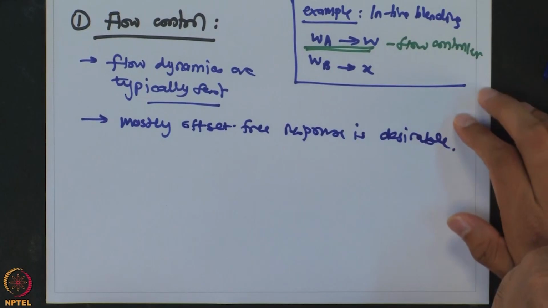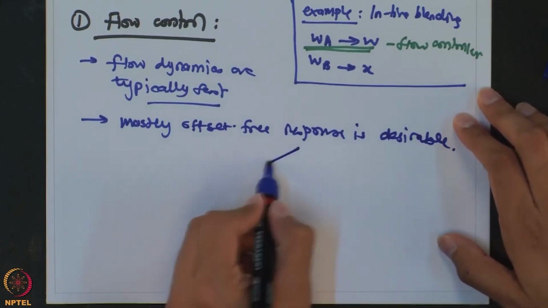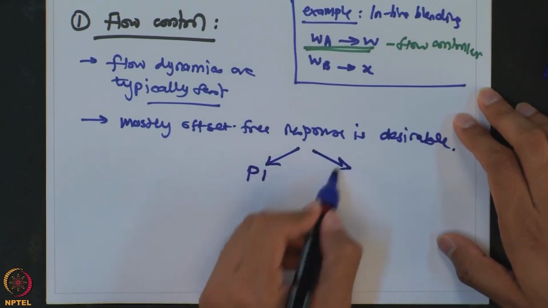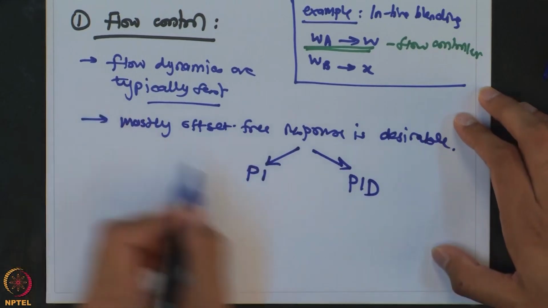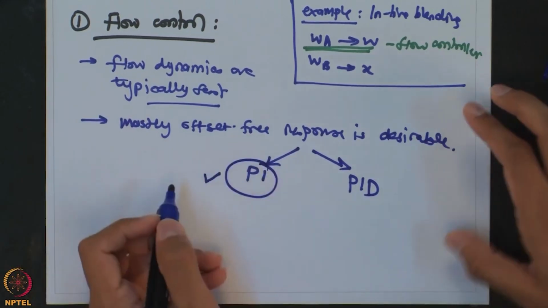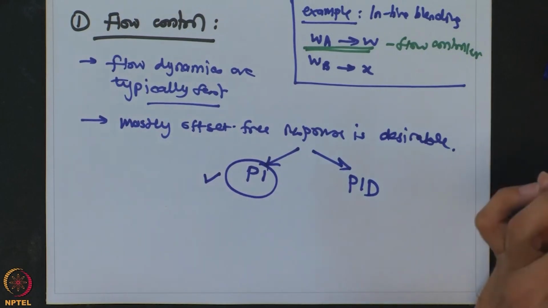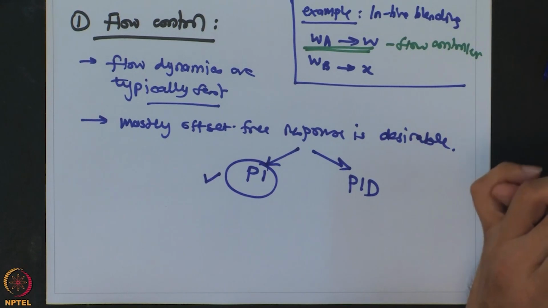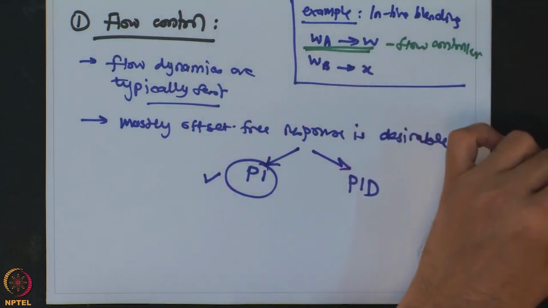So based on our rule of thumb, when I say offset-free response is desirable, it narrows down to two types of controllers, PI and PID, and as the dynamics are fast, PI becomes the typical choice. So a lot of times when you see a flow controller in a chemical plant, you will see that it has a PI controller. Now there are two exceptions to this rule.